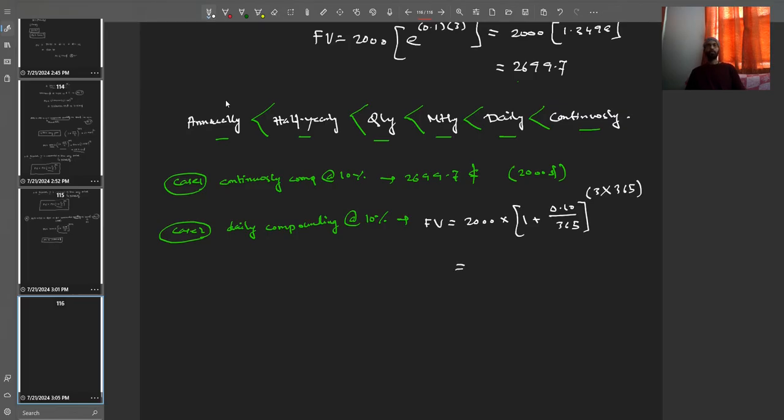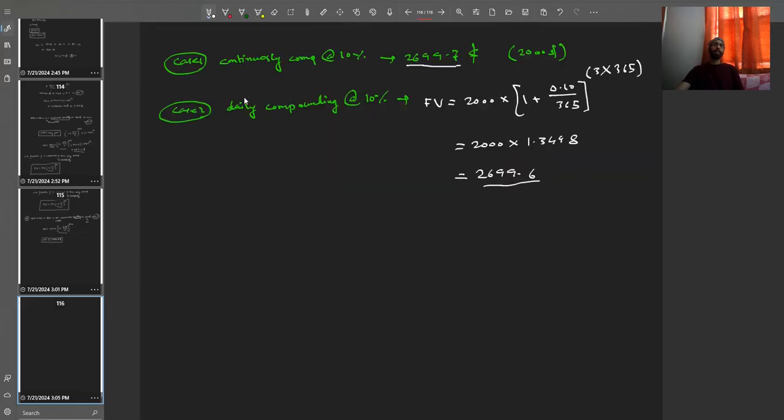So this is equal to 2000 multiplied by 1.3498. This is equal to 2699.6. So 2699.6 is obviously less than 2699.7, right, friends? Very close, but still less. Now let's see what happens when you do a monthly compounding.